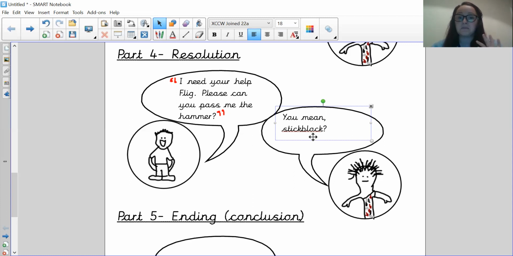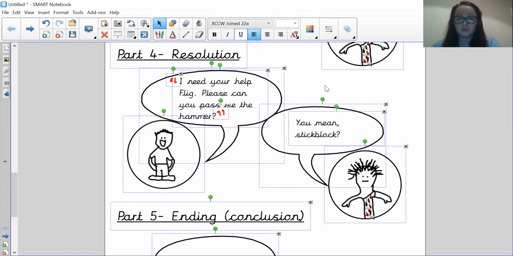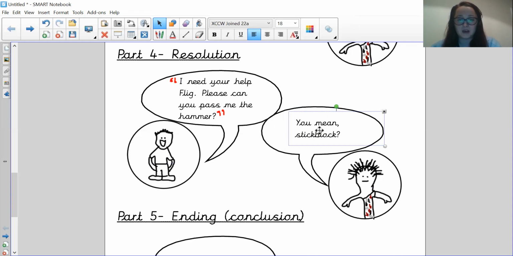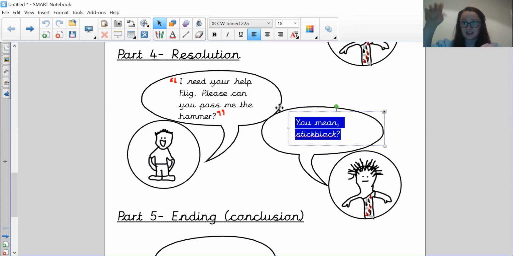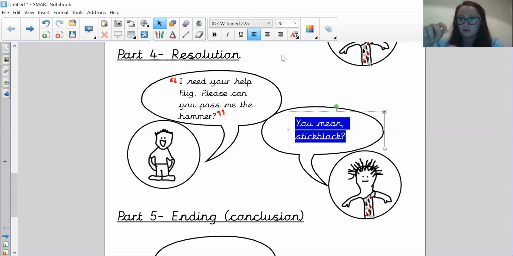Now, I know that stick block isn't a usual word that we'd use. Miss Dunn has just made it up off the top of her head. But I've used it because a hammer is on a stick and it's got a big metal block on the end, hasn't it? So we can tap all the nails or those twisty screws, not the actual screws, like hammers with the little screw heads on. So, "You mean stick block?"